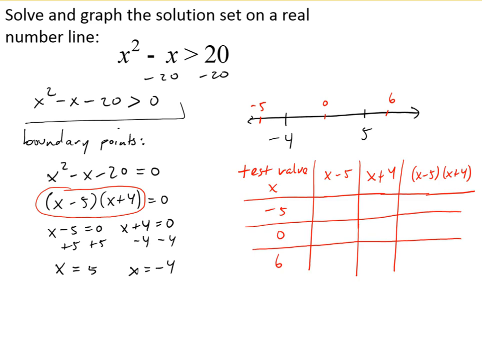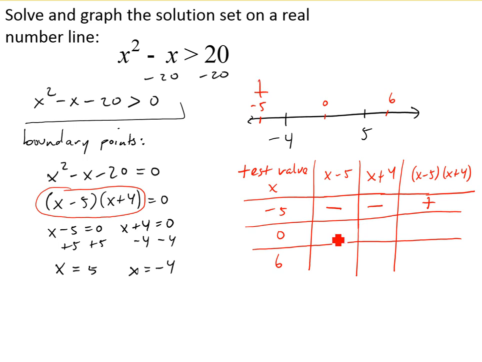I'm going to organize my information in a table where I've listed my test values, what signs they give us in each of those factors, and so what the sign of their product is. Negative 5 minus 5 would be negative. Negative 5 plus 4 would be negative. Negative times negative is positive. So that gives me a positive value in that interval.